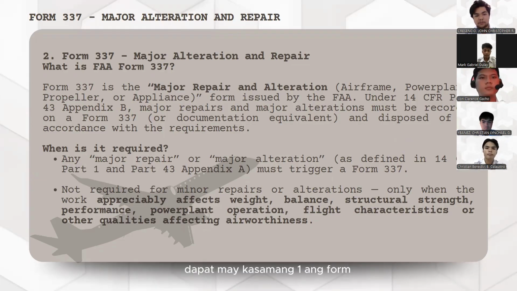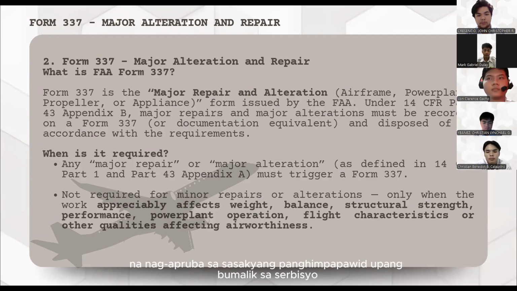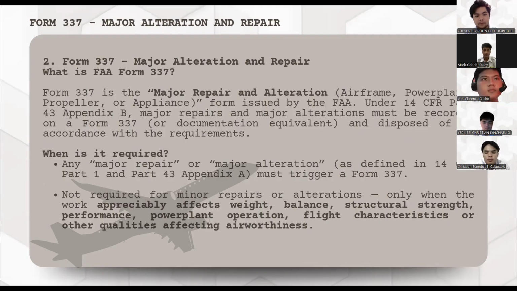The form must include: 1. A complete description of the work performed, 2. The approved data used, 3. A statement of conformity, and 4. The signature, certificate number, and type of certificate of the person who approved the aircraft to return to service. Now, in the aircraft's maintenance logbooks, entries must reference the Form 337. For example, major alteration completed and documented on FAA Form 337 dated ____.